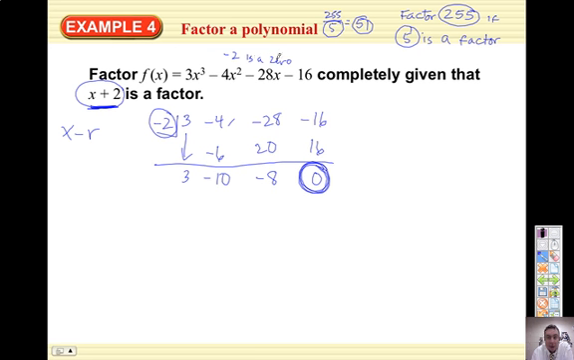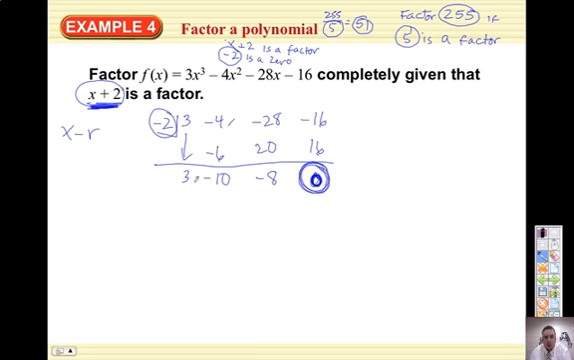If negative 2 is a 0, that's what I said on the last little part before I got to this example, then x minus r, there's my r, x minus r is a, so x plus 2 is a factor. The only way you can tell if something's a factor or not is if you get 0 right here. But we should, because they already told us x plus 2 is a factor. So if you don't get 0 here, you did something wrong.